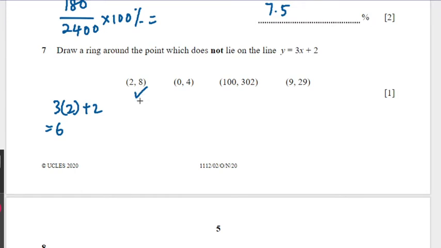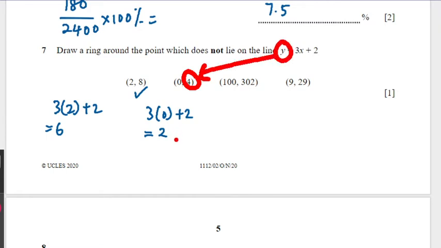Okay, try again. We want to find the point which does not lie on the line. So we try again for this point here. Substitute x. This is x, that is y. So now your x is 0. So when you substitute, we will get 3 times 0 plus 2. This is equal to 2, right? And this is not equal to 4. It must be equal to y, which is 4. But it does not equal 4. All right? So therefore, this point here does not lie on the line.